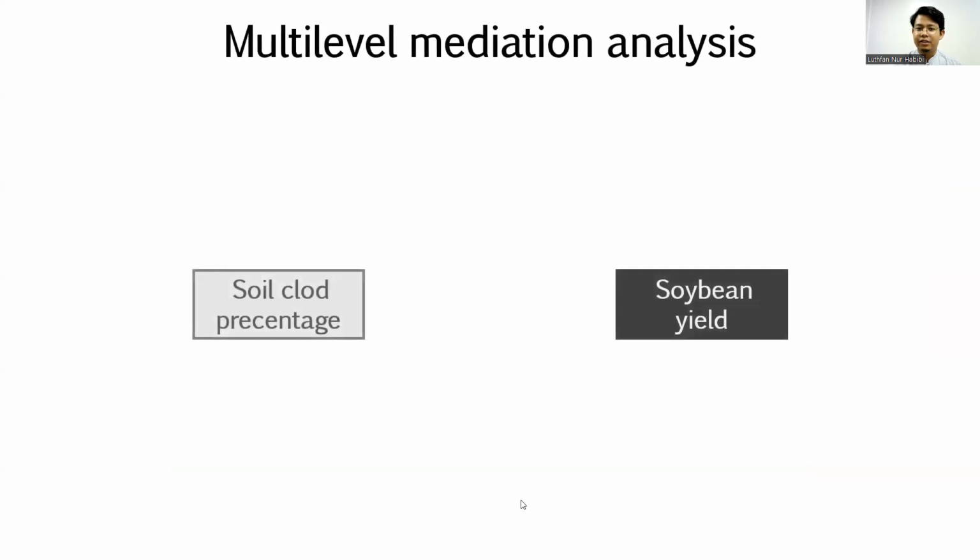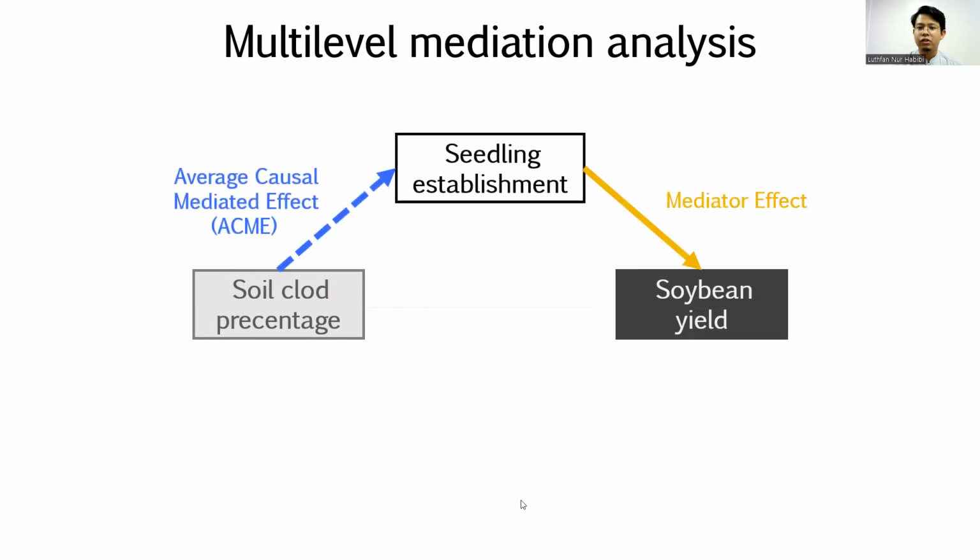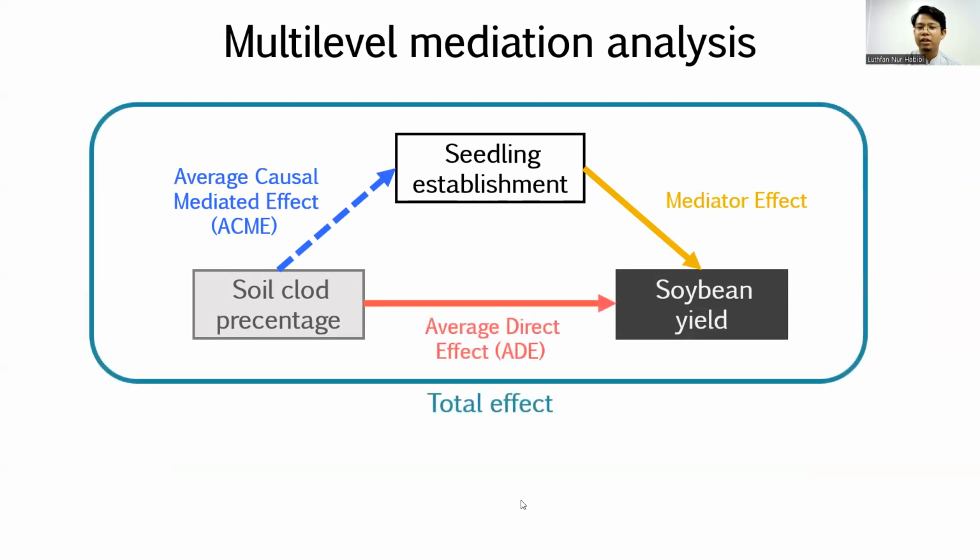For the statistical analysis, we implement multi-level mediation analysis using the Bayesian approach. Initially, we expect that there are direct effects of soil clod on the final soybean yield. However, an indirect effect of soil clod on the soybean yield through the mediator variable, that is seedling establishment, might also be present. We also calculate the total effect of soil clod in impacting soybean yield.